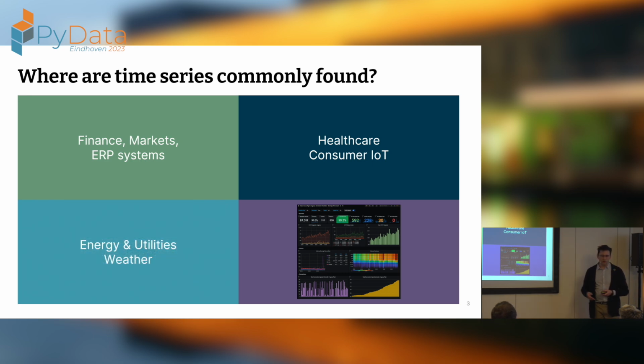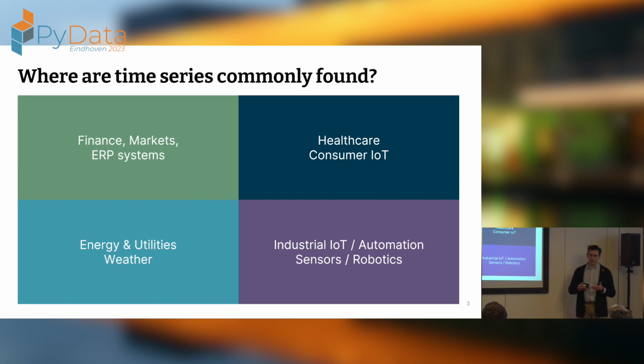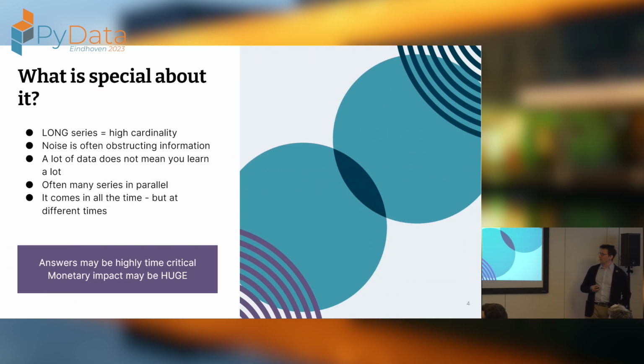All of that is time series data. But to generalize, it's in industrial Internet of Things, it's in automation, it's in sensors, it's in robotics. So it's almost everywhere. The thing is, what's so special about it? You've said you have been to PyData events, but there was no time series talk. Why is nobody talking about it? Is it easy? I personally don't think so.